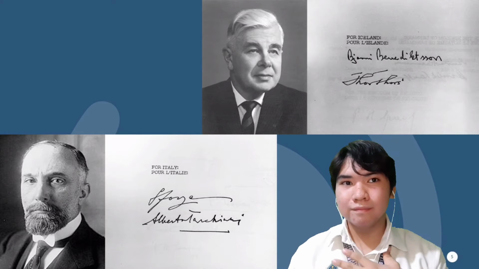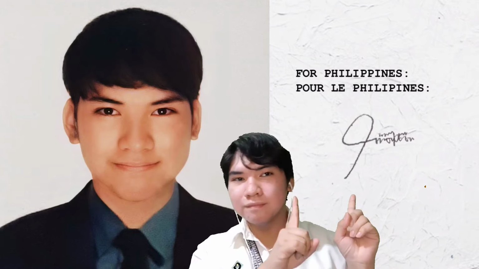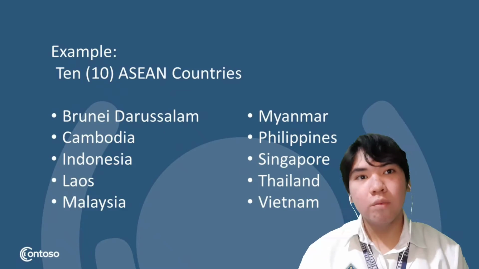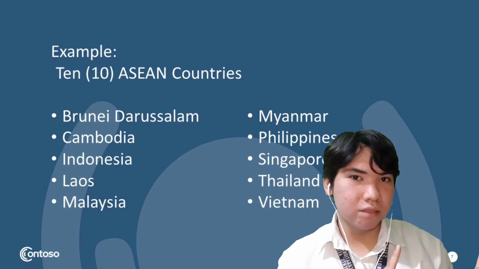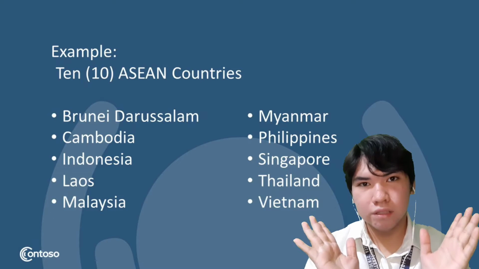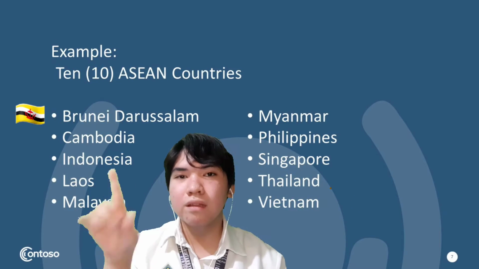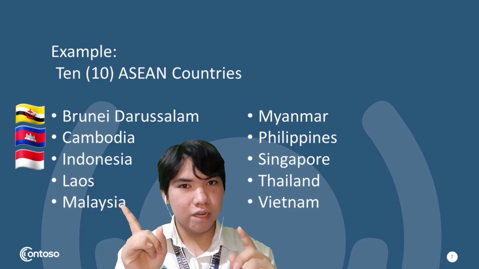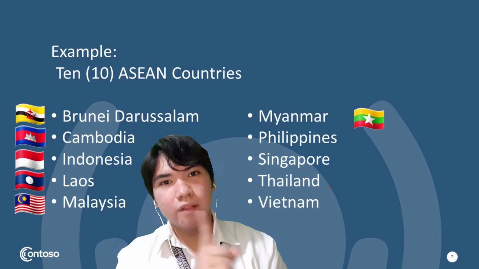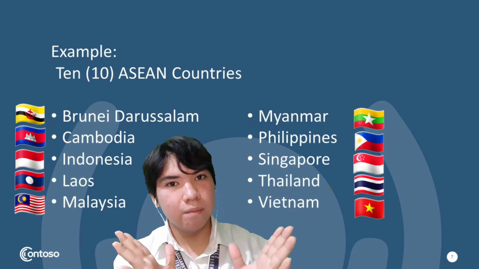However, if ever I am a signatory in a treaty, it would look like this. An example of alphabetical order of countries' names in a treaty is this: the 10 ASEAN countries. First, Brunei Darussalam, Cambodia, Indonesia, Laos, Malaysia, Myanmar, Philippines, Singapore, Thailand, and Vietnam.